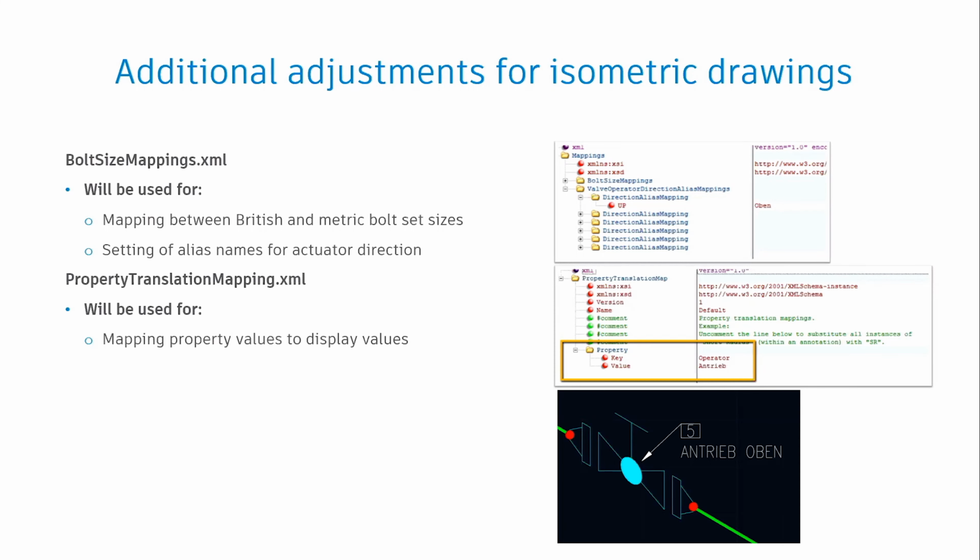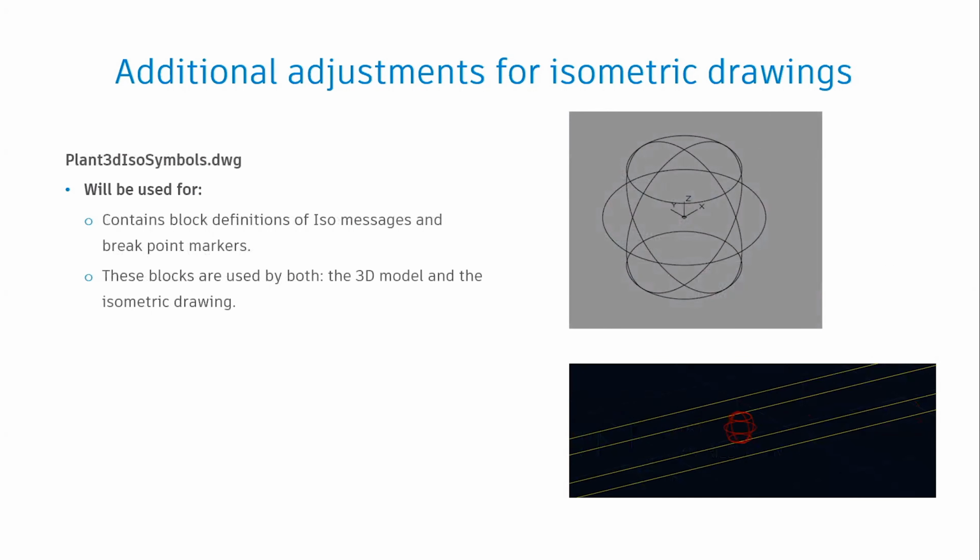Next file, plan 3D ISO symbols drawing. This drawing contains the block definition of ISO messages and breakpoint markers. These blocks are used by both the 3D model and the isometric drawing. For example, the block plan P3D isosphere, this one, will be used for the creation of a breakpoint in the model here at the top. So you see here the block definition on the right side, and below the presentation in the model.